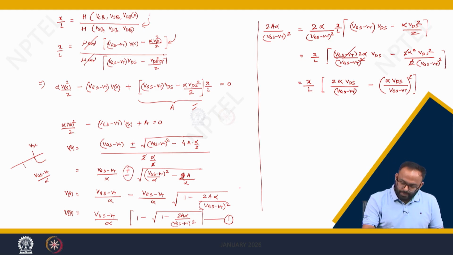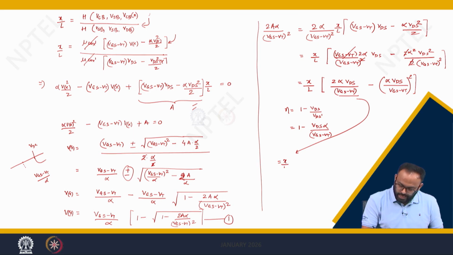We have already defined a parameter, that is what? Eta. Eta is equal to what? 1 minus Vds divided by Vds dash, where Vds dash is (Vgs minus Vt) into alpha. You can see alpha Vds divided by (Vgs minus Vt) can be written as 1 minus eta, right. So this equation can be written as x by L into 2 times (1 minus eta) minus (1 minus eta) whole square.